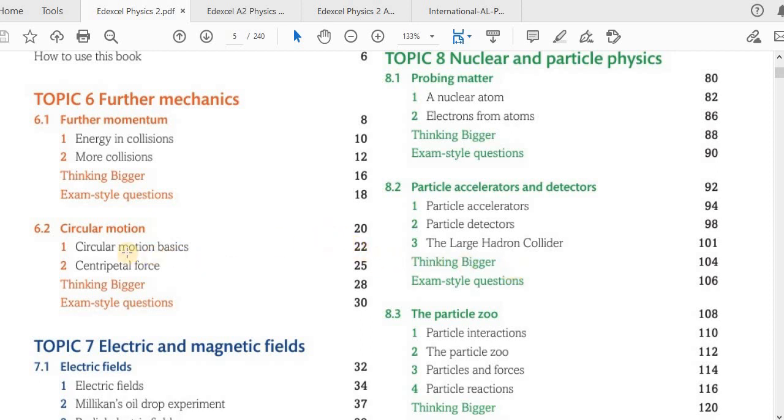In this video, we will learn about circular motion. In the previous video, we learned about further momentum. We completed this entire subchapter, or chapter, on momentum. So the topic is further mechanics. This is from the Edexcel IAL Physics syllabus. So let's go through this and we will try to complete this in this lesson.